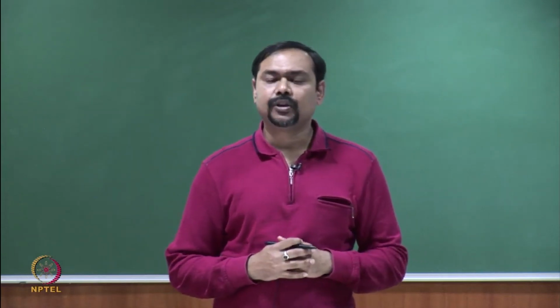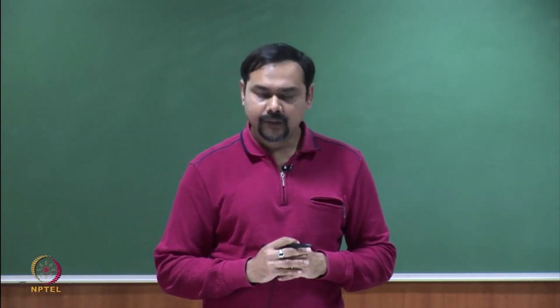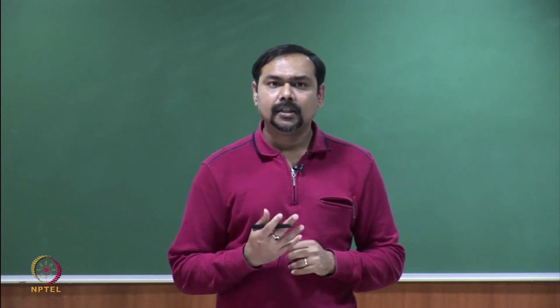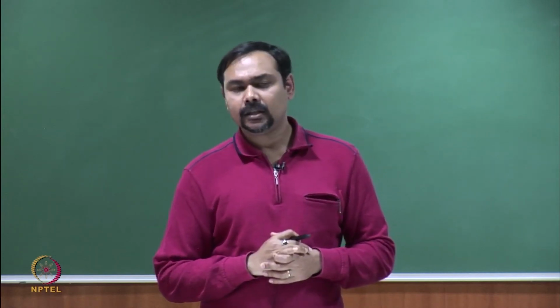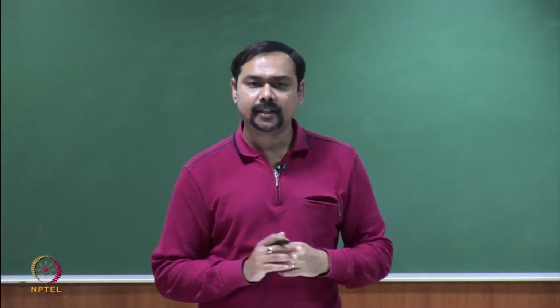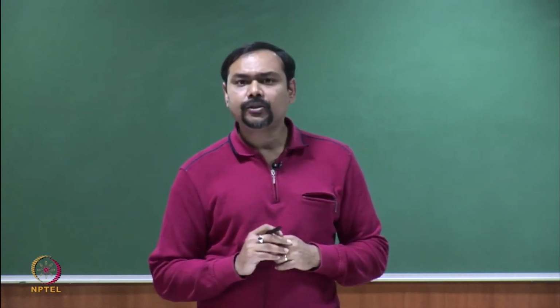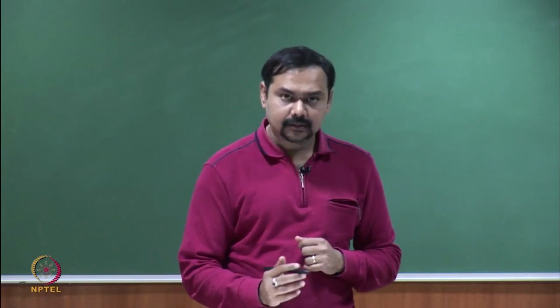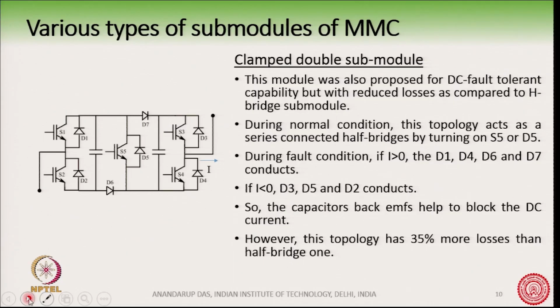So, here also in this topology we see the same effect, where during the fault condition, even if only the diodes are conducting, the capacitors are getting inserted in the circuit. So, this is not only true for this topology, but all the next topologies. So, let us see the next one. So, this is the clamped double submodule. Okay. This topology was proposed for DC fault tolerant capacity, but it has a reduced loss as compared to the full bridge. Okay. So, how does it operate?